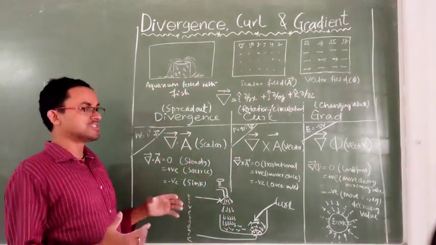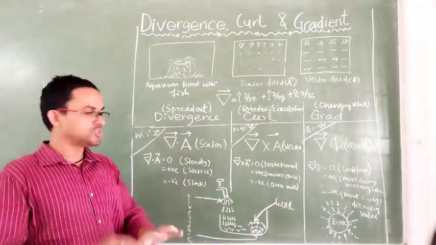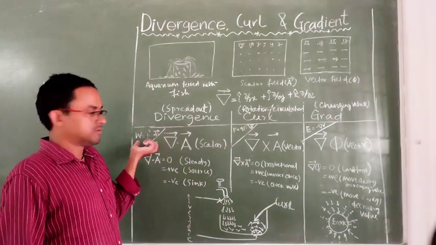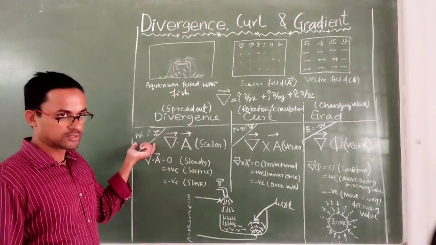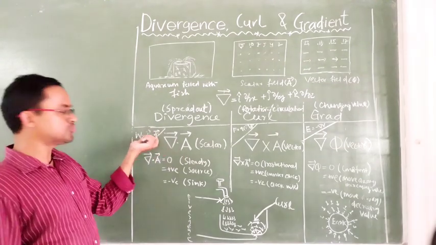To understand these things, the dot product, cross product and the simple product, we have to think about a physical quantity, work done, which is force into displacement. Here what is happening is a dot product.